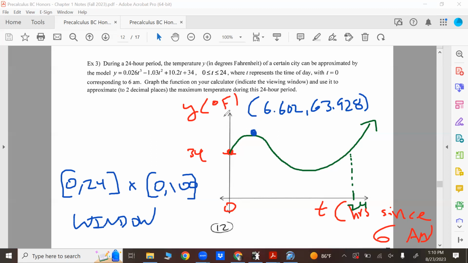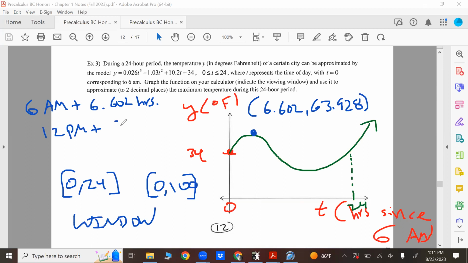So now if you think about it, that's 6 a.m. plus another 6.602 hours. That's just a notation thing. I mean, if you do that, I don't care. So 6 a.m. plus 6.602 hours. If you think about it, that'll be 12 p.m.